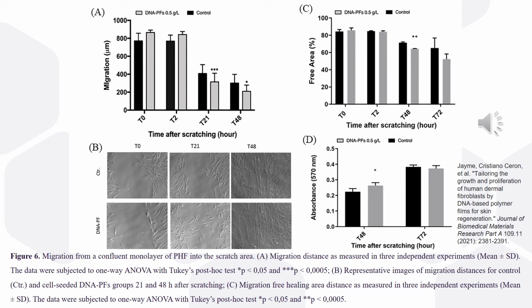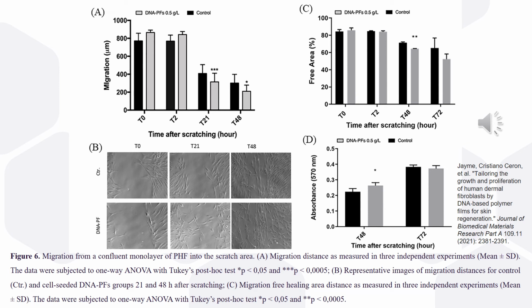And the cell cycle analysis, comparing the cells seeded in the polymer film with the control, showed us that we do not have a significant difference in the phases of the cell cycle at 72 hours if we compare the cells under the polymer films and the controls.